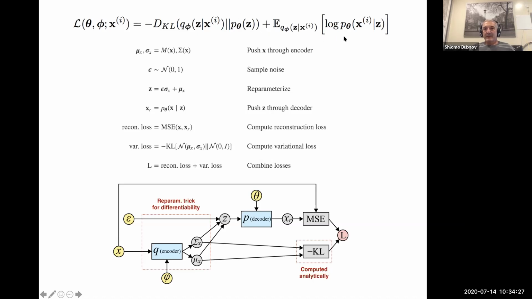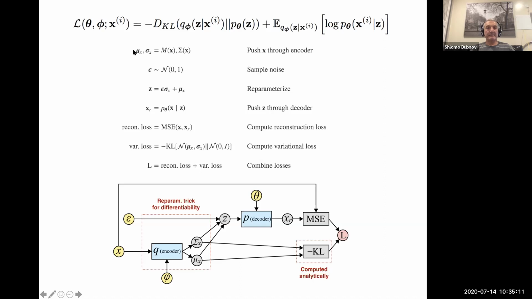This is our ELBO, and this is where the reparameterization trick comes in, and it's done for differentiability. So again, we need to have a loss function, and what this rewriting does is split the loss function into these two things. You have the KL aspect here, and you have this one, which can now be computed using mean square error.